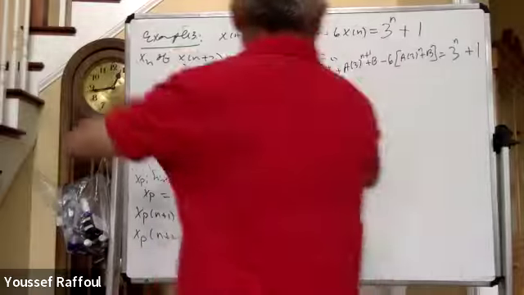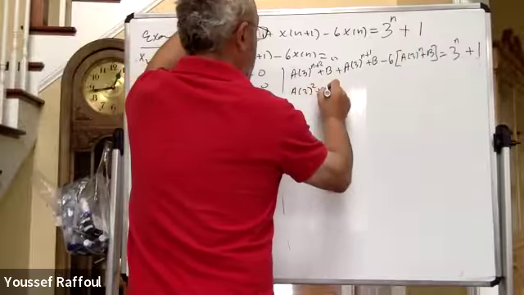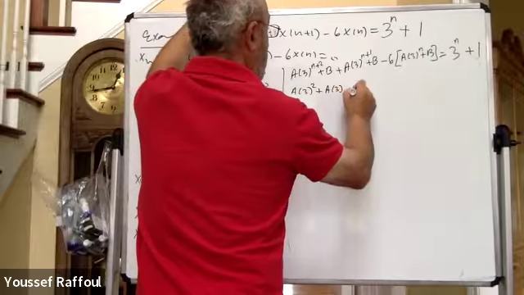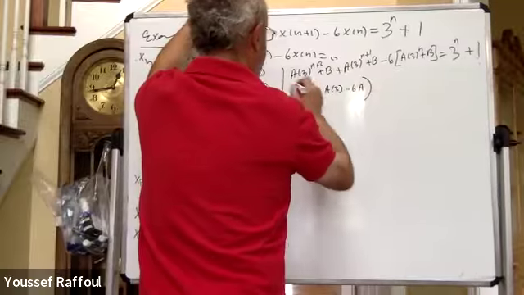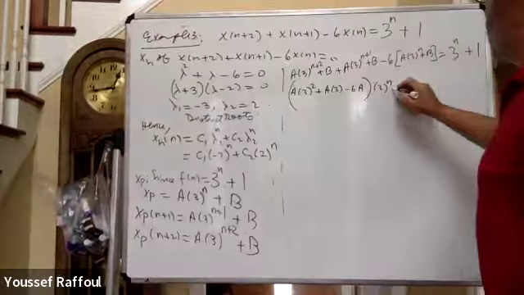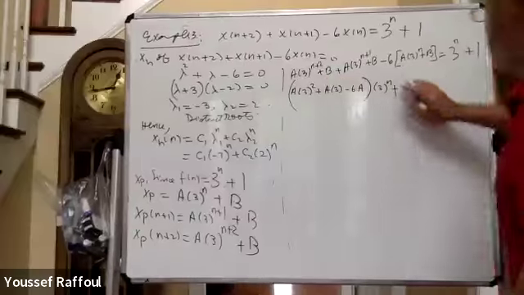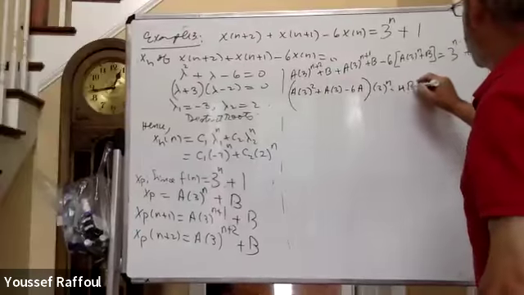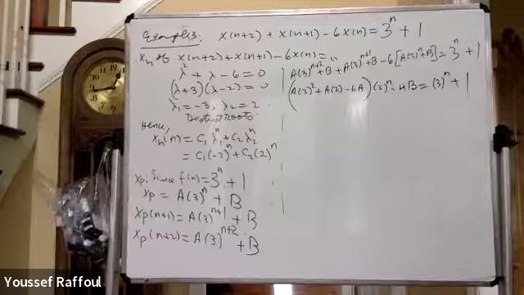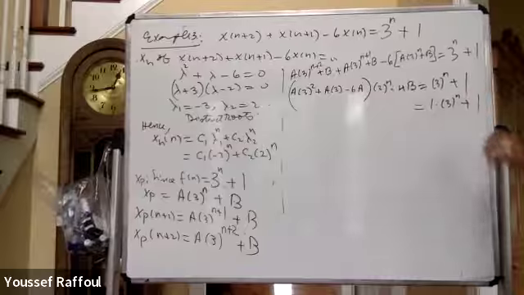Again, as we did before, let's factor 3 to the n out. Okay? And then I have plus, how many b's? I have 2 b's minus 6 b's, minus 4b, equal to 3 to the power n+1. Note that this is 1 times 3 to the power n+1.